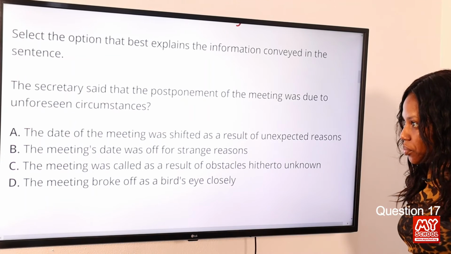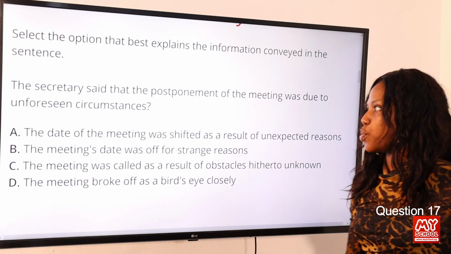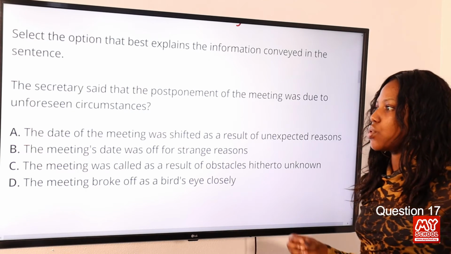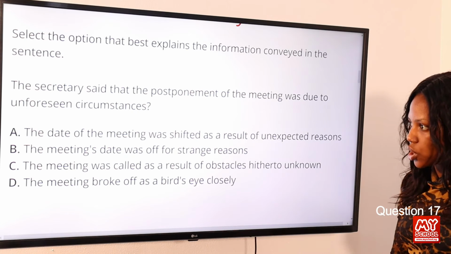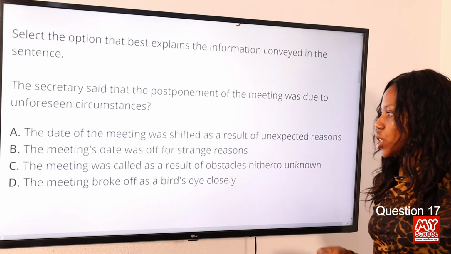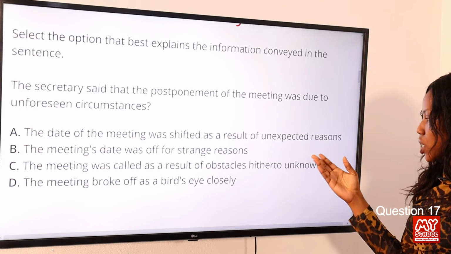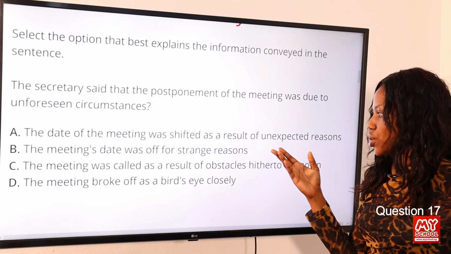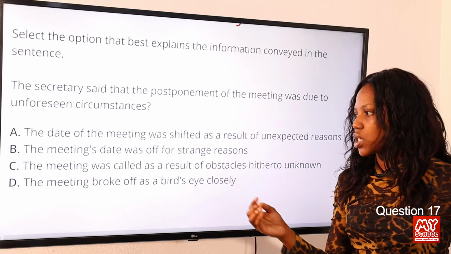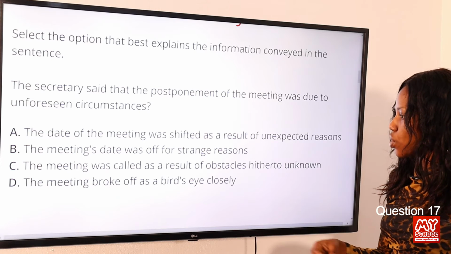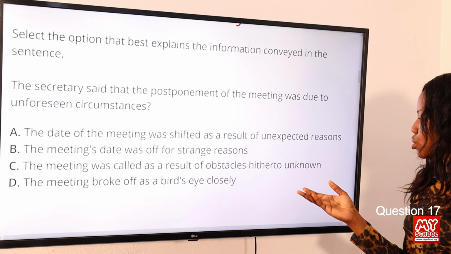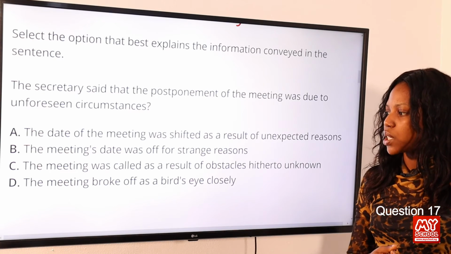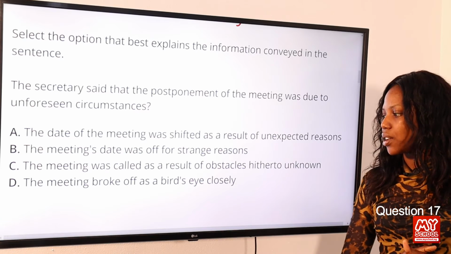Question 17. The secretary said that the postponement of the meeting was due to unforeseen circumstances. Option A, the date of the meeting was shifted as a result of unexpected reasons. Option B, the meeting's date was off for strange reasons. Option C, the meeting was called as a result of obstacles hitherto unknown. Option D, the meeting broke off as a bird's eye closely.